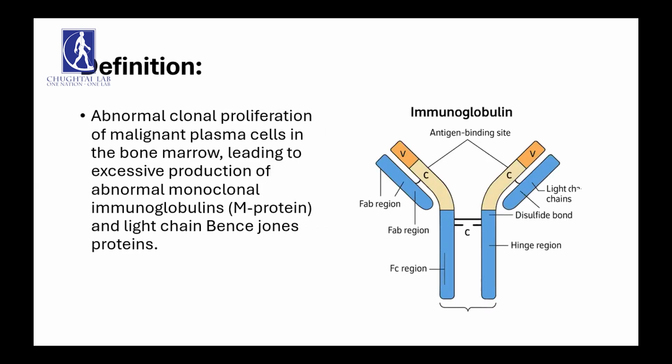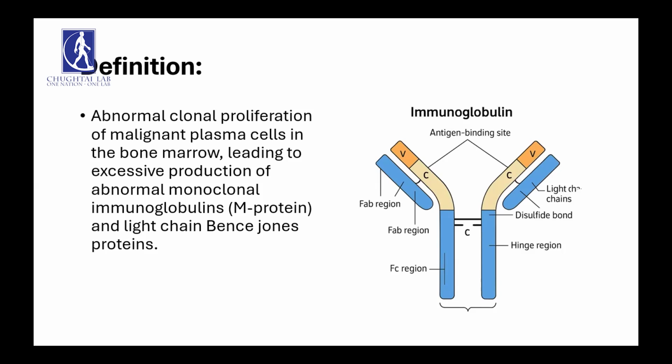It is a clonal proliferation of plasma cells leading to excessive production of monoclonal proteins and light chain Bence Jones proteins. Basically, plasma cells are mature B lymphocytes which are involved in the synthesis of polyclonal proteins called immunoglobulins.